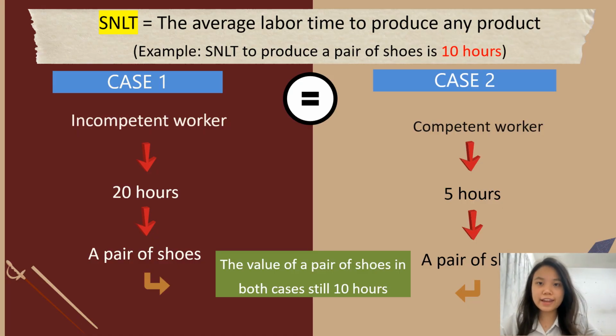The meaning of SNLT is the average labor time to produce any product. For example, producing a pair of shoes takes 10 hours. In case 1, an incompetent worker uses 20 hours to produce a pair of shoes. An incompetent worker means not having the ability to do something as it should be done. In case 2, a competent worker produces a pair of shoes in only 5 hours. In the end, the value of a pair of shoes in both cases is still 10 hours. That is SNLT, the average labor time to produce any product.